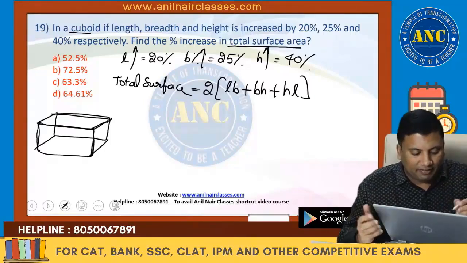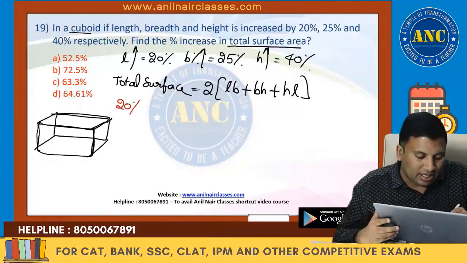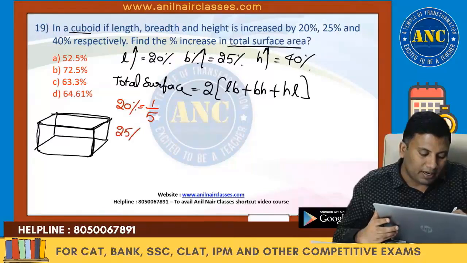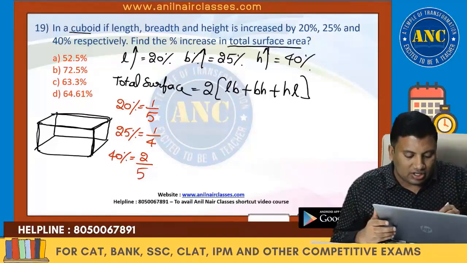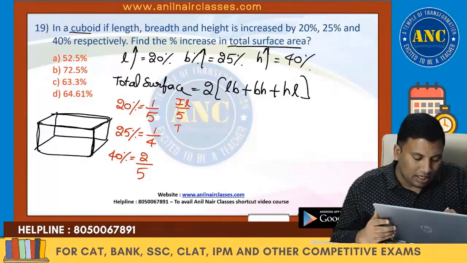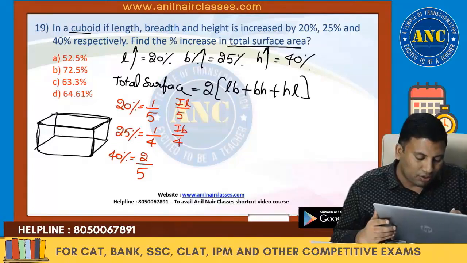20, 25, 40. 20% is 1 by 5. 25% is 1 by 4. 40% is nothing but 2 by 5. Denominator always denotes the initial value. So initial length is 5, initial breadth is 4, initial height is 5.